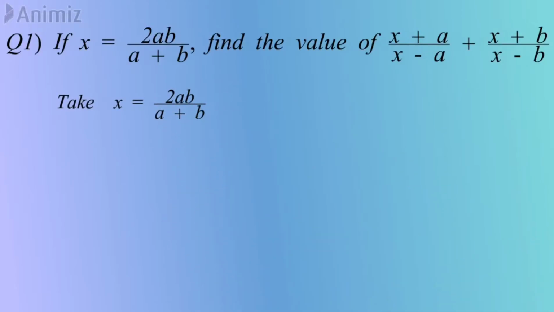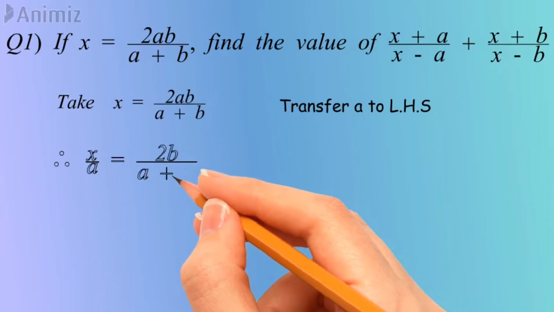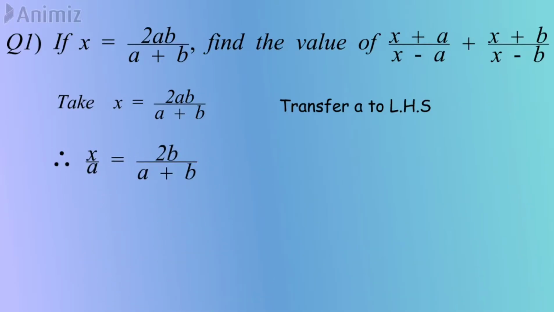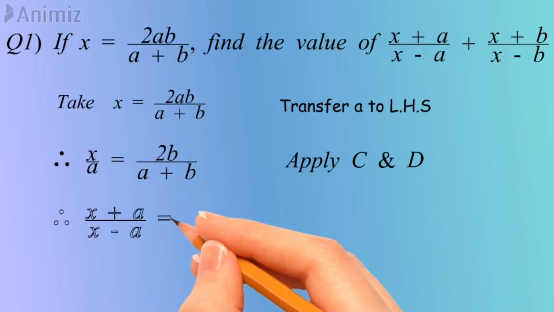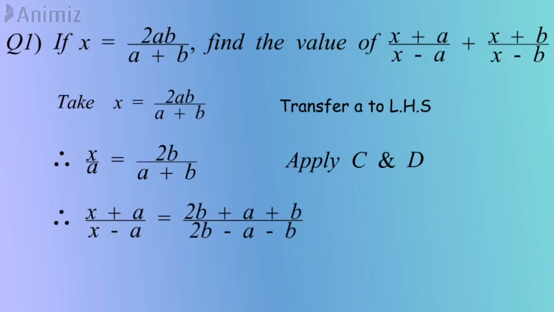Now transfer a towards the left hand side. What will we get, students, on transferring a to the left hand side? Now x by a equals 2b upon a plus b. Now on this apply componendo and dividendo. On applying componendo and dividendo, what will we get? x plus a upon x minus a equals (2b plus a plus b) upon (2b minus a minus b). In the denominator, it gets subtracted.